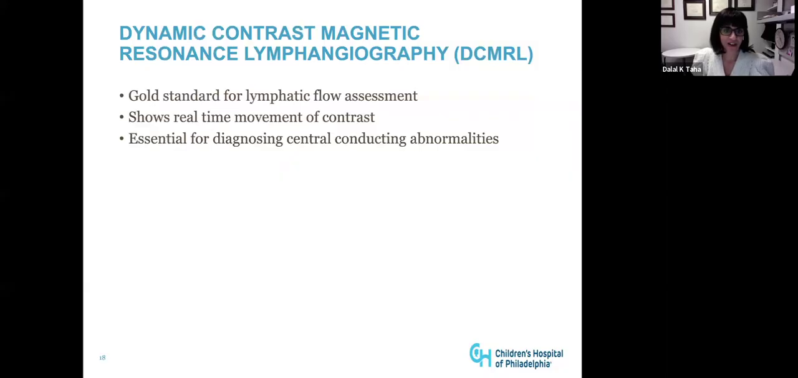Like I mentioned, DCMRL is really the gold standard because it'll show you exactly where the lymph is flowing and the direction that it's going in. It can give you more information in real time about pressure differences in the system, and it's essential for diagnosing any central conducting abnormalities.